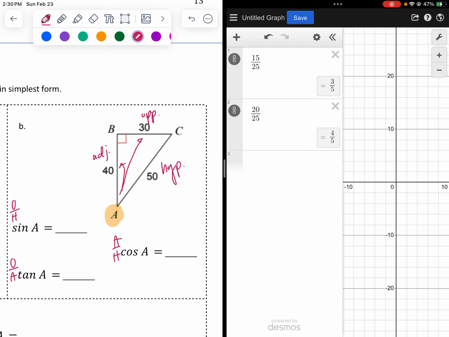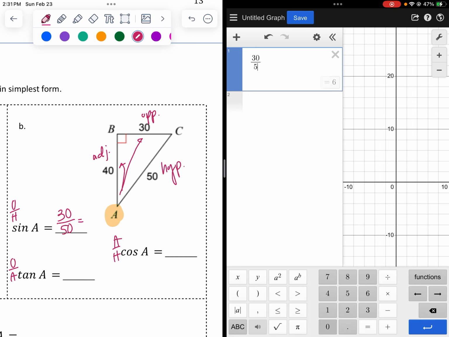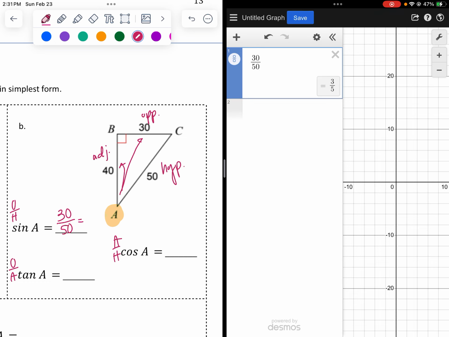My opposite of A is 30, all over my hypotenuse, which is 50. So I am going to plug that in. And it reduces to 3/5. That's a weird looking 3. Let me rewrite that. Nice, 3/5. Okay. Cosine of A, my adjacent side is 40.